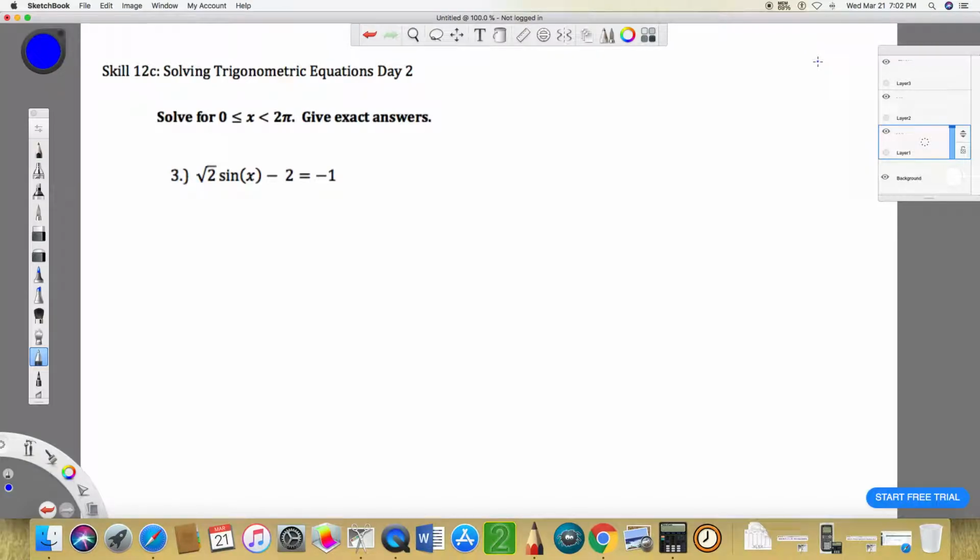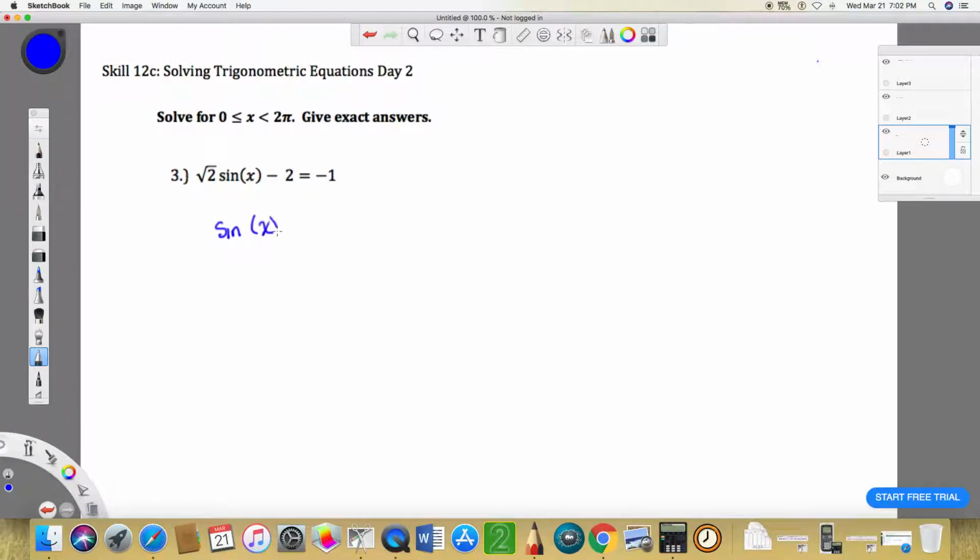All right, so let's take a look here at problem number 3. We've got a trig equation. There's infinitely many solutions maybe to this equation, and we only want to look and find the ones that are between 0 and 2 pi. So let's get the trig function by itself by adding 2 and then dividing by radical 2.